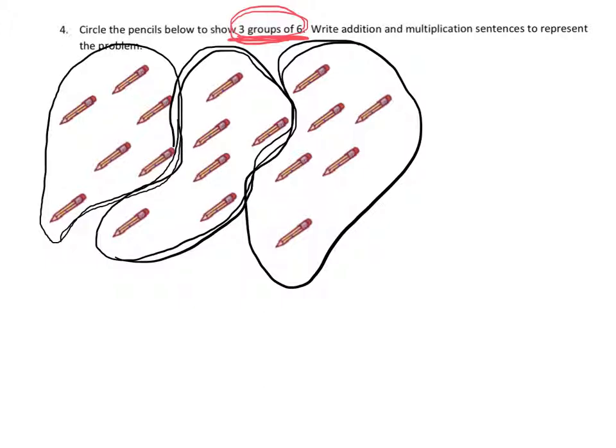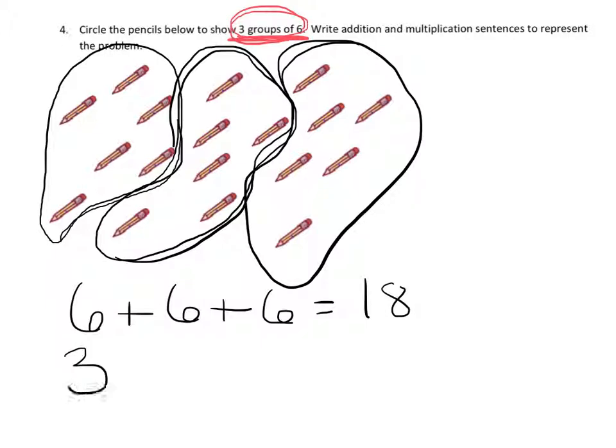Now it says write an addition problem. So that's going to be 6 plus 6 plus 6, and that's 18. And then the multiplication is going to be 3 groups of 6 equals 18.